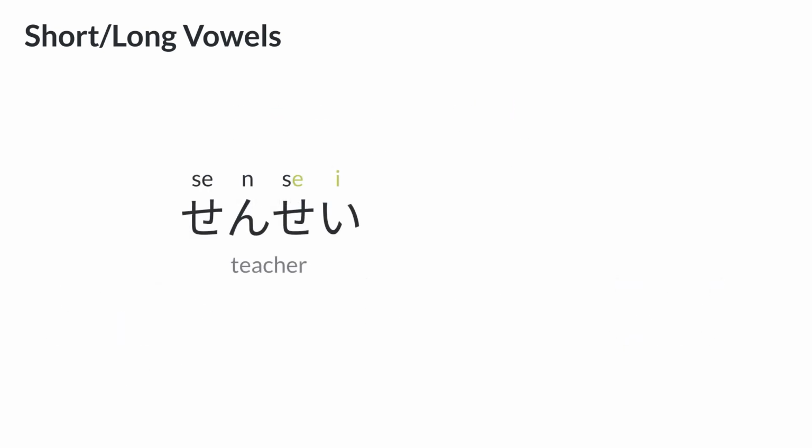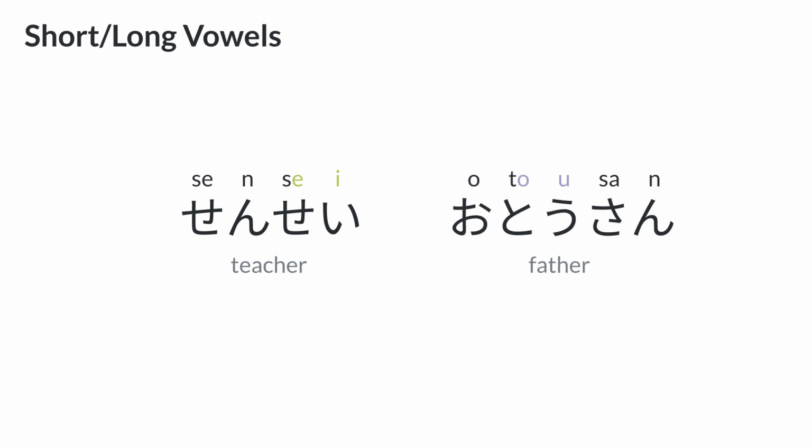Note that an ei combination often creates a long e sound. For example, sensei. An ou combination often creates a long o sound. For example, otou-san.